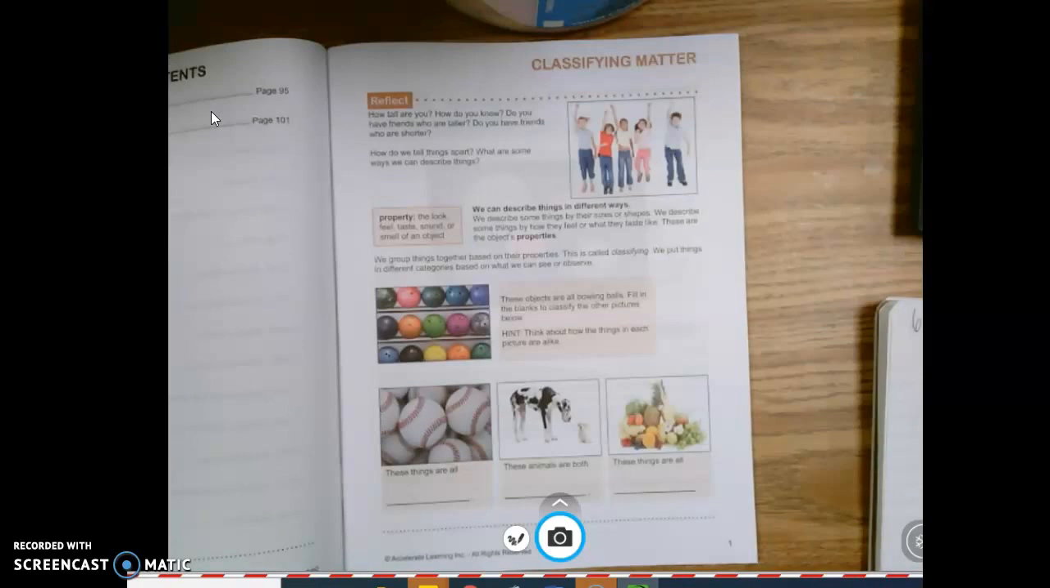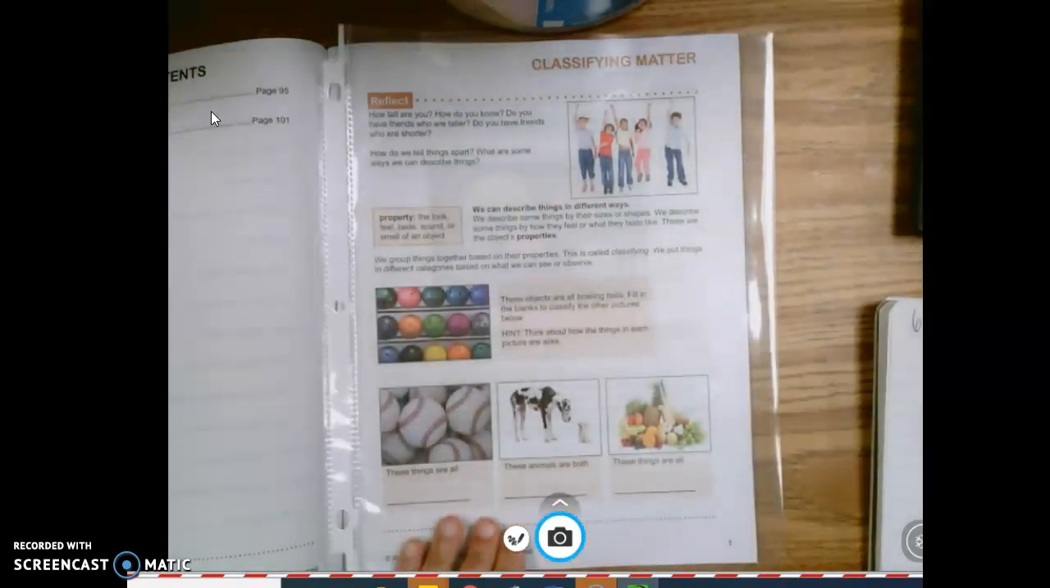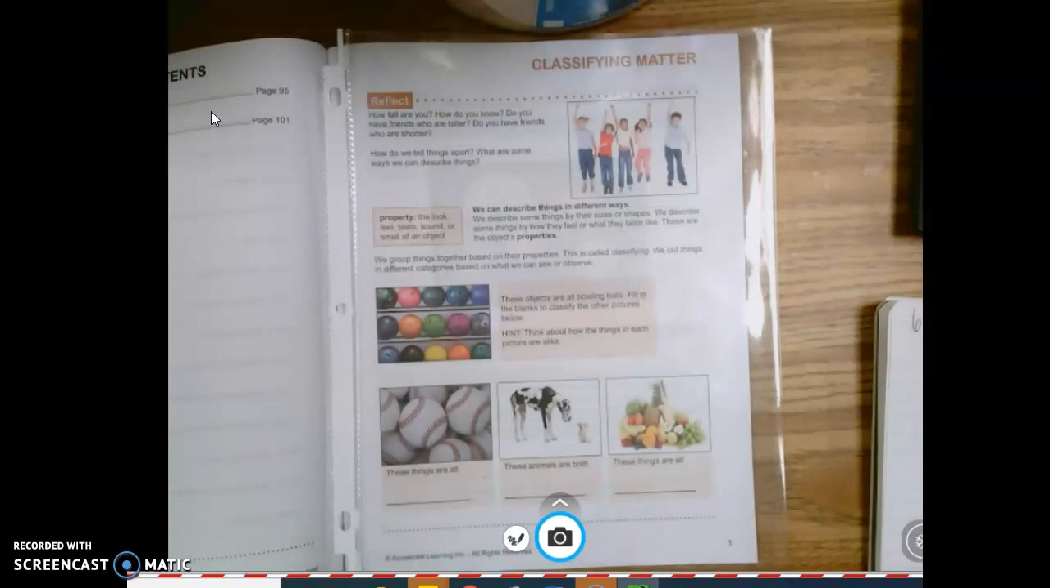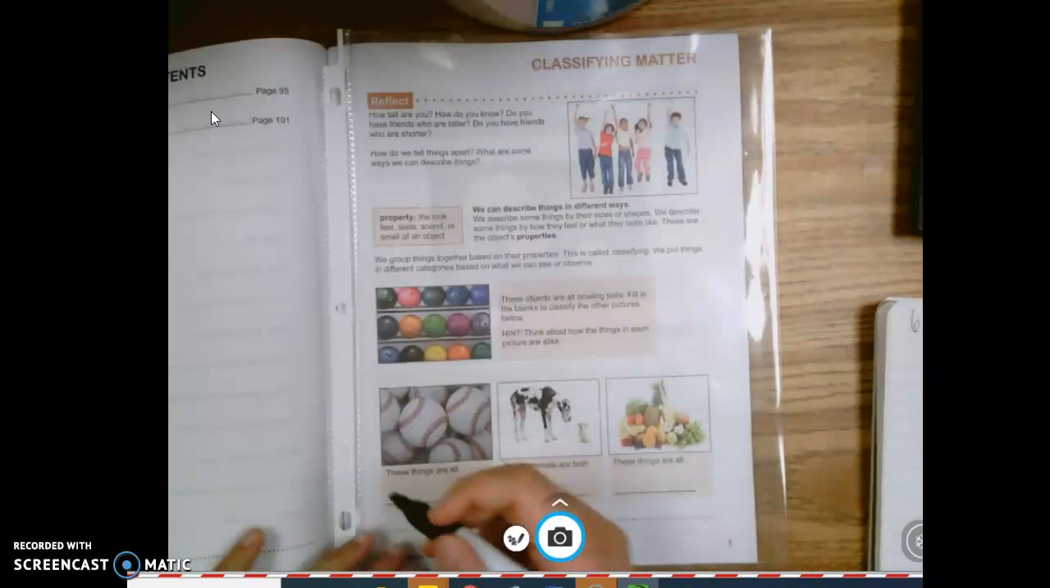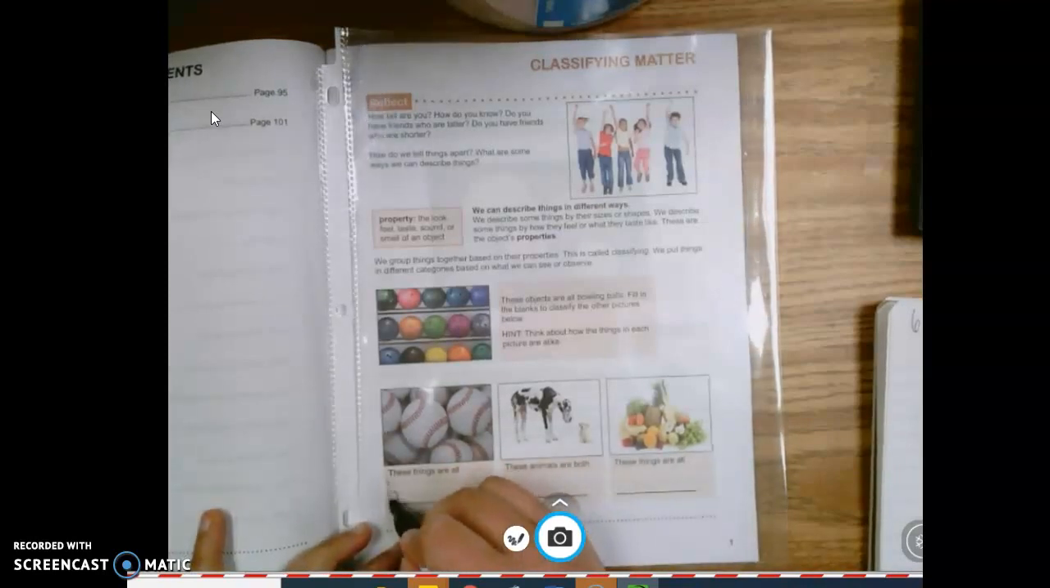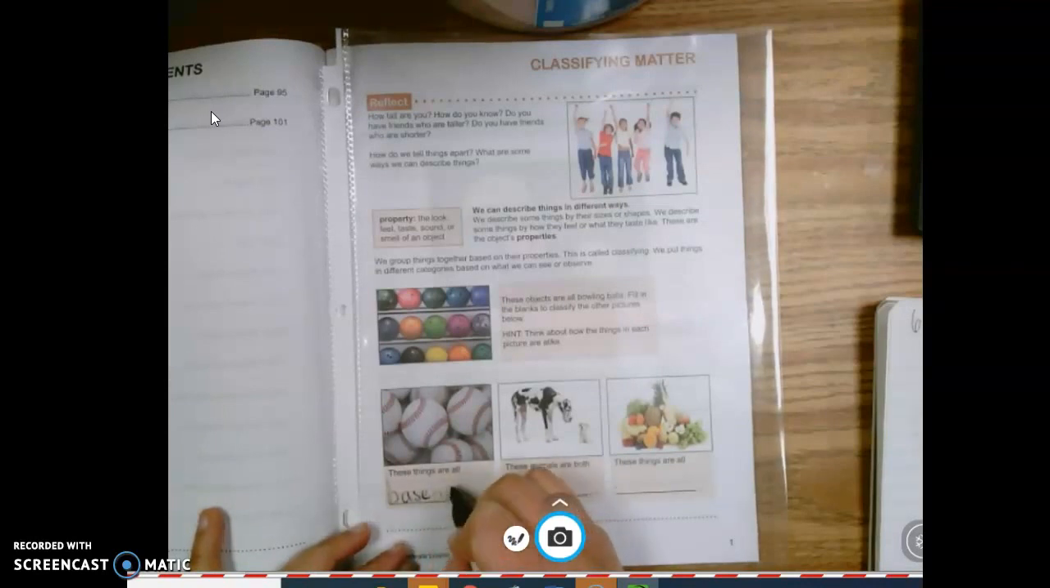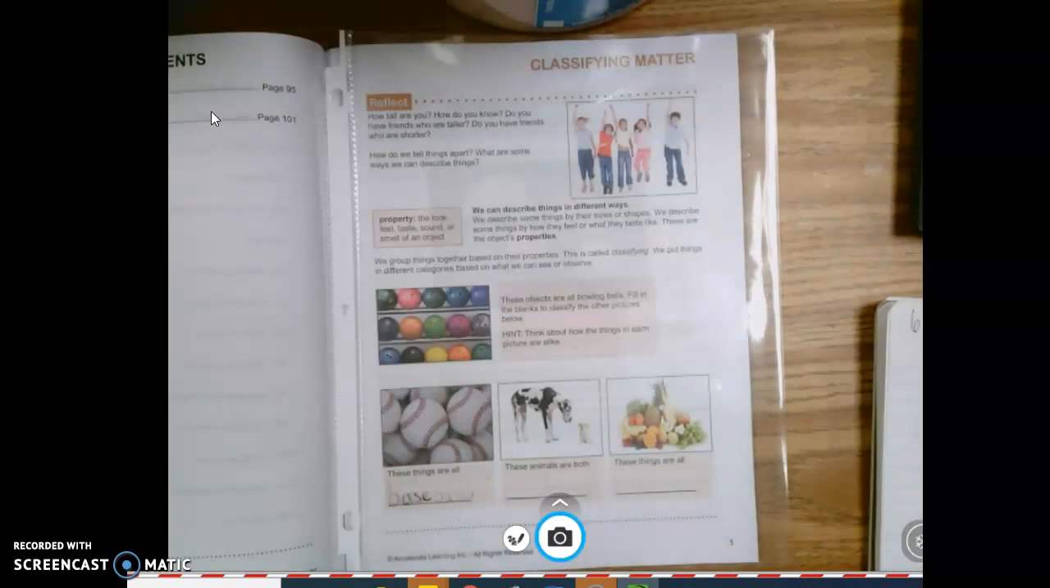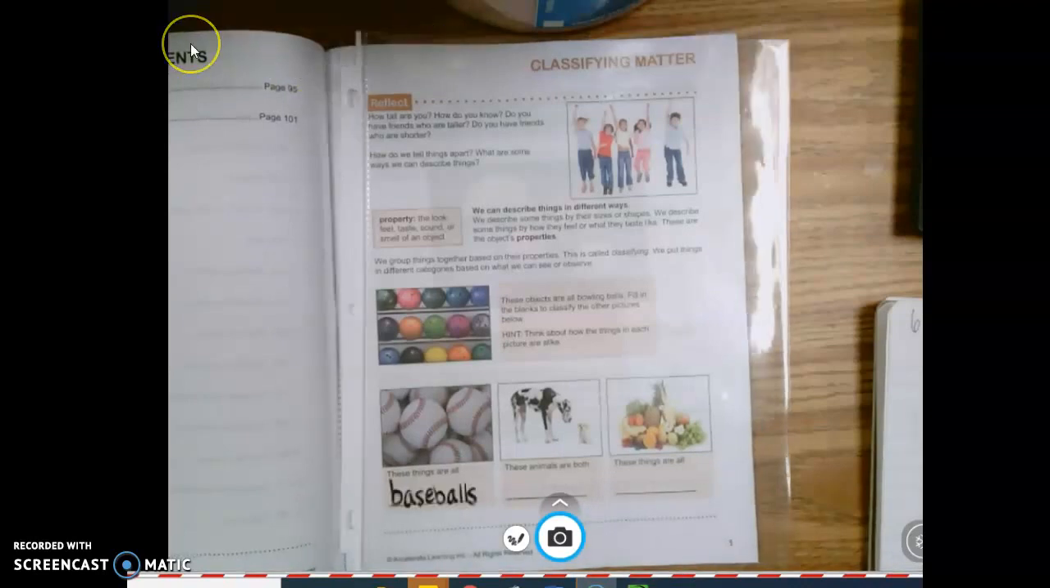So let's look here. I'm going to put my protector over here so I can write on my page. You guys can use a pencil and write straight in your journal. So let's look at this first picture here. These are all what? These look familiar. Oh, I know. They're baseballs. So I'm going to write baseballs. B-A-S-E-B-A-L-L-S. Okay, so this is a picture of baseballs.